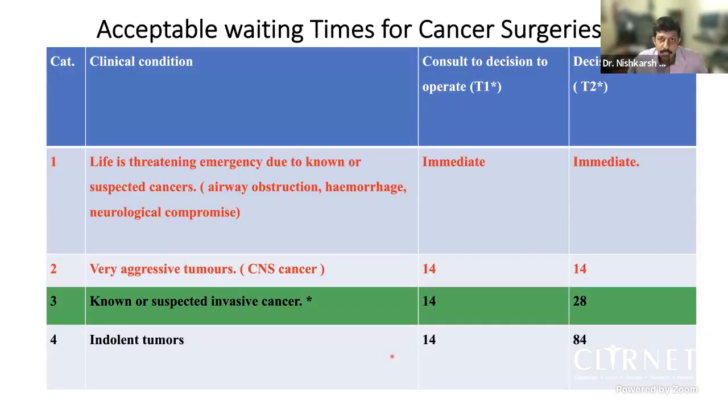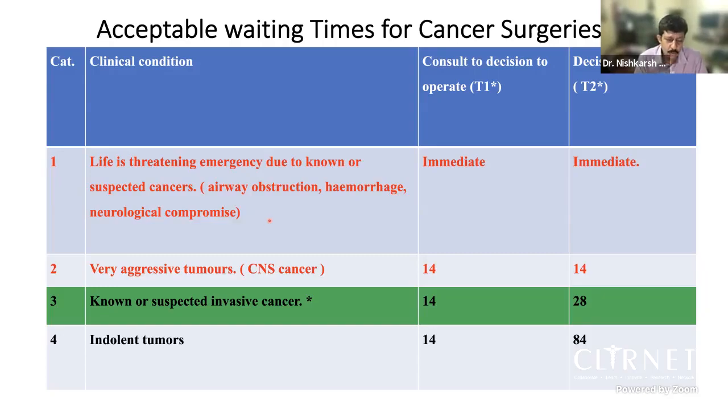Now, this is an important slide. This is an acceptable waiting time for cancer surgeries. We can easily see that there are very few malignancies which have an immediate need for attention or surgery, like those having airway obstruction, hemorrhage, and neurological compromise. Most of them are emergency procedures, and for those, we definitely cannot wait.